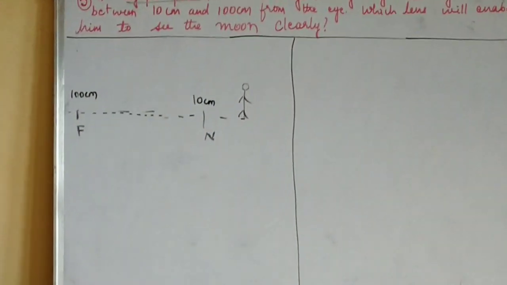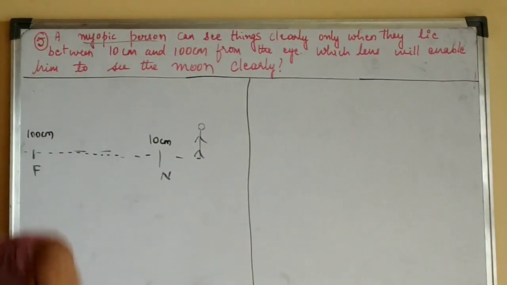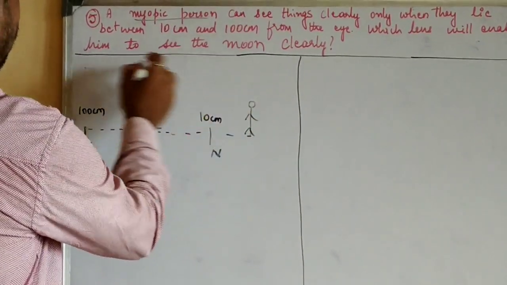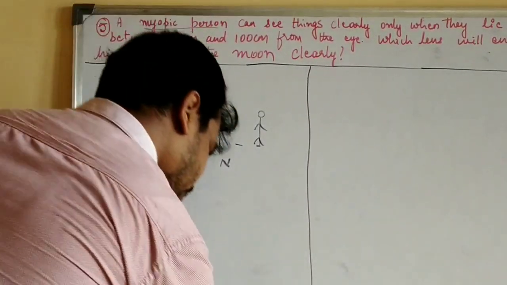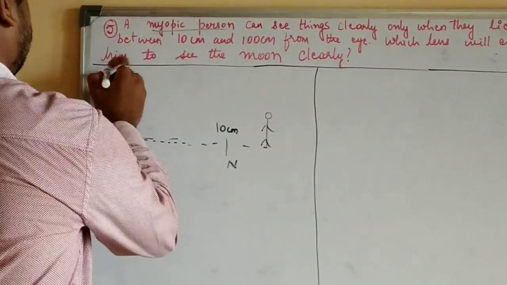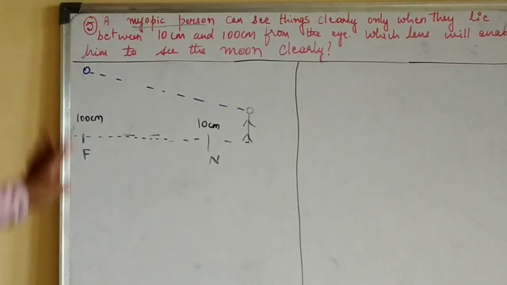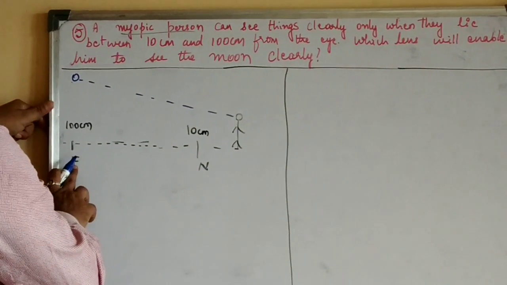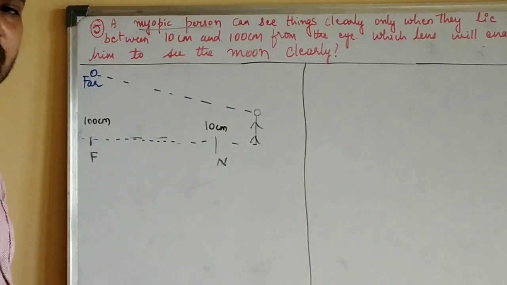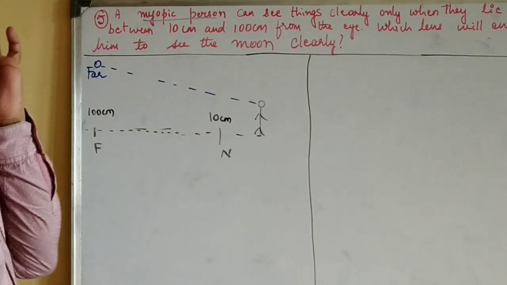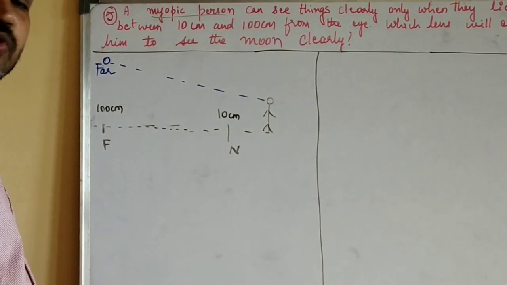So which is the corrective lens used? Concave lens. Simple. Which lens will enable him to see the moon clearly? Now the moon is somewhere here, very very far, beyond 100 centimeter. Which lens does he have to use in order to see the moon clearly?